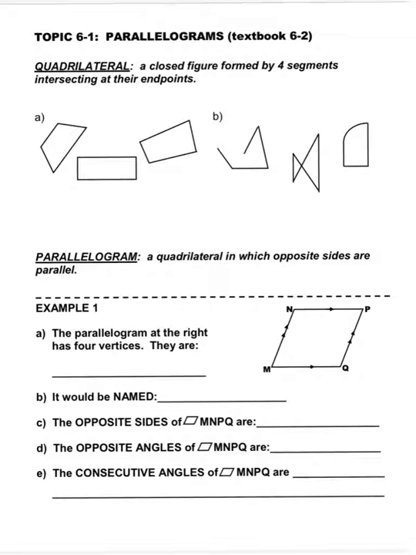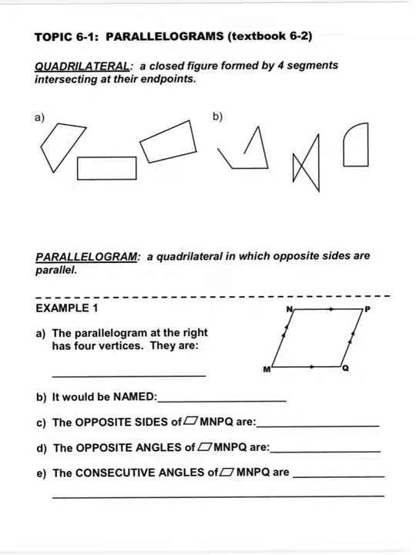Everyone, so today we're going to start a new chapter. We're going to start going over properties of quadrilaterals. So your quadrilaterals are going to be closed figures formed by four segments intersecting at their endpoints.